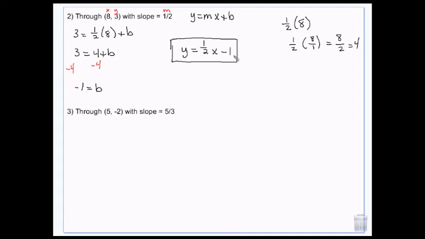You don't put the x as 8? No, because what we're looking for is the equation. This is only one point on the line. This equation could tell us every single point on the line. So the y's and the x's can change as we move along the line.